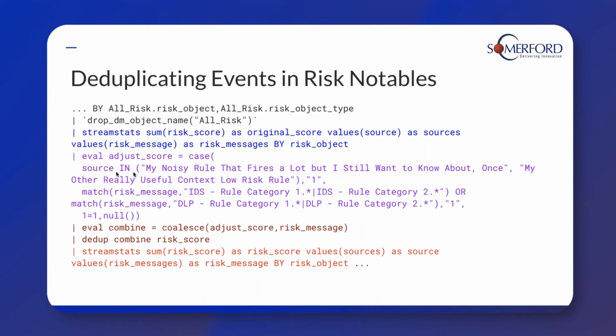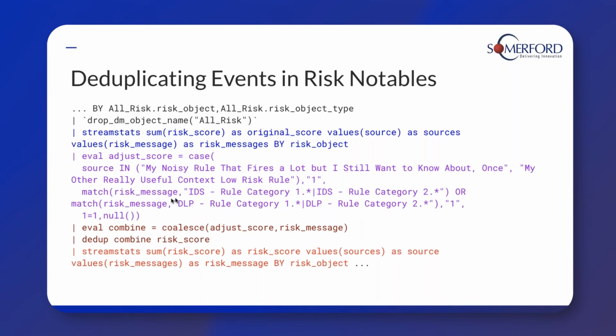So if our noisy rule that fires a lot, but I still want to know about it, fires once, then all my other really useful context low risk rules, we'll give it the value of 1 for our adjust score point. Okay, or if that fails, because it's a case statement, so if that one triggers, then it will stop at 1, otherwise it will read the next line.